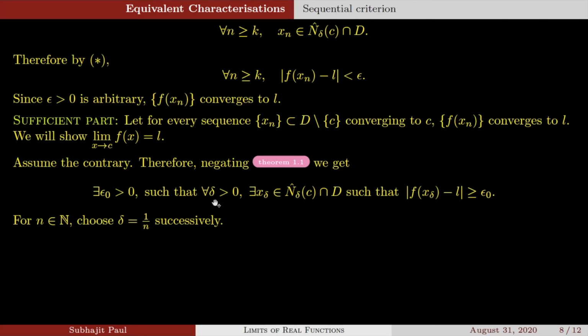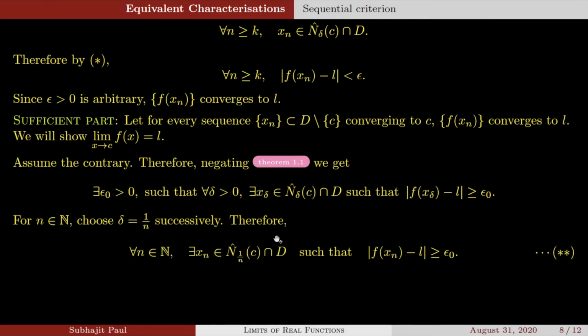We take n equal to 2, delta becomes half, then we get x2 such that the distance of f(x2) minus L is greater than or equal to epsilon. Okay, choose n equal to 3, so delta equal to 1/3, then you get a point x3 in the 1/3 deleted neighborhood of C such that |f(x3) minus L| is greater than epsilon. So this way, for every natural number n, we are getting a point like this.